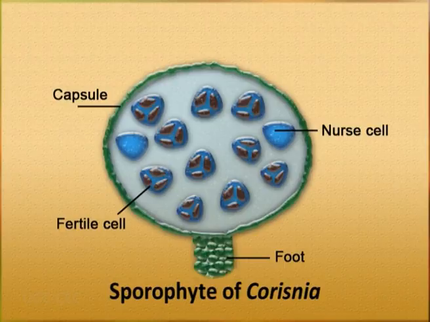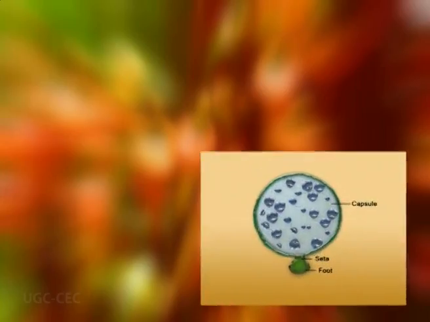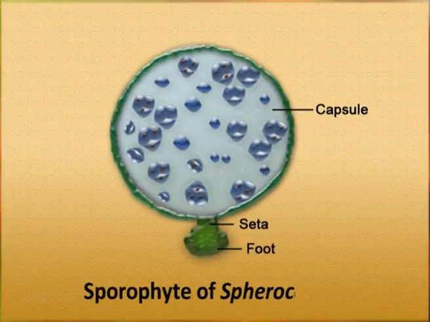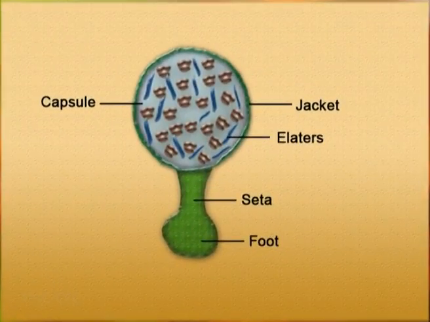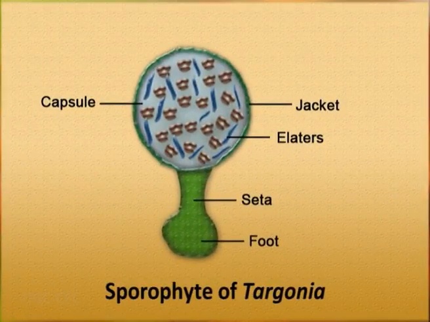A step further in evolution is the sporophyte of Sphaerocarpos, which is organized into a small bulbous foot, a short seta and a capsule. Sphaerocarpos is thus having additional sterilized tissue in the form of seta, which is 2 cells thick. Targionia sporophyte displays a further step of progressive sterilization of potentially sporogenous tissue or fertile tissue.